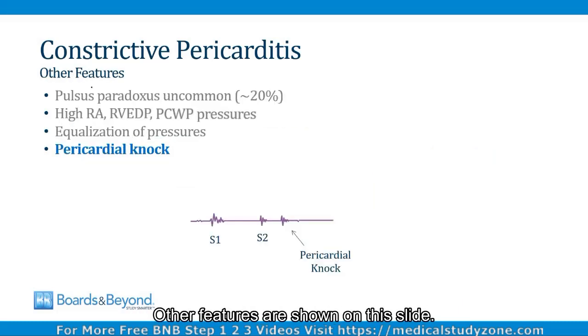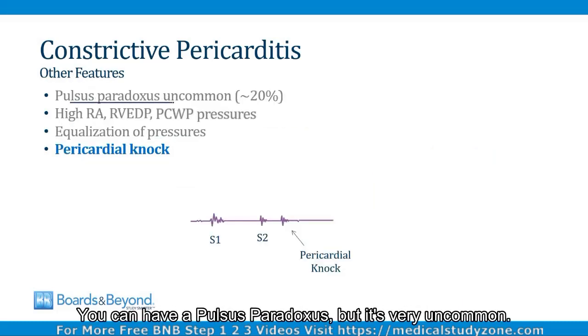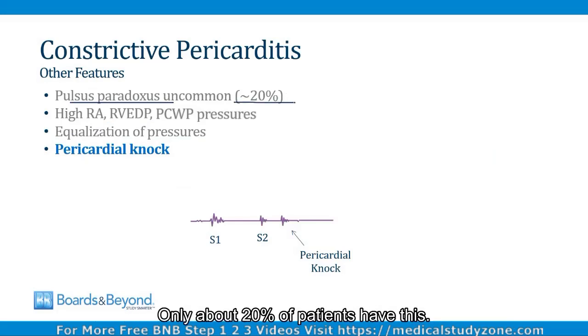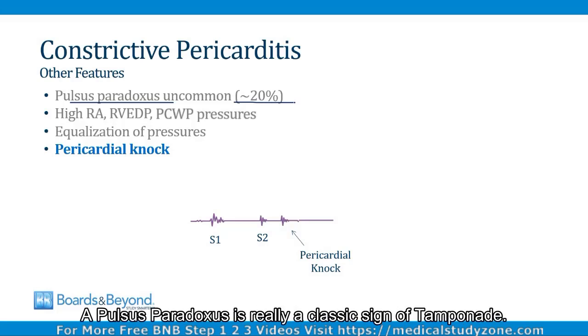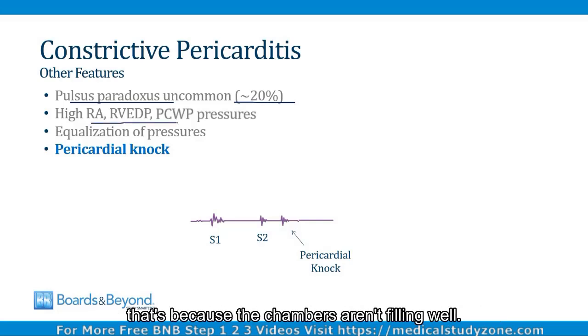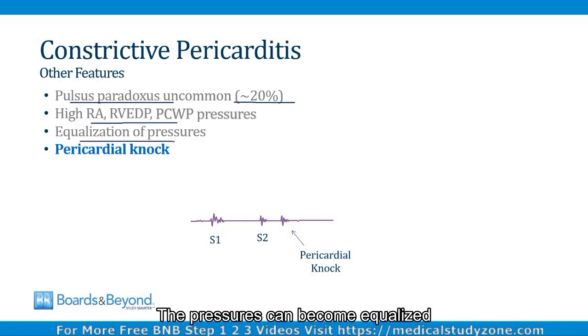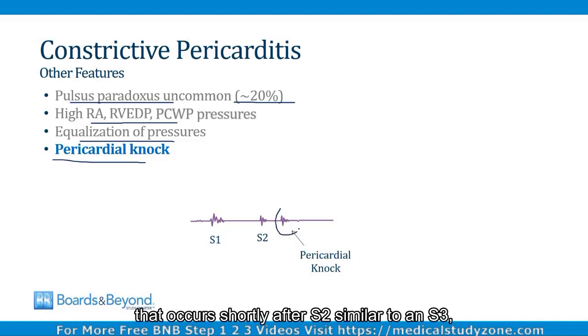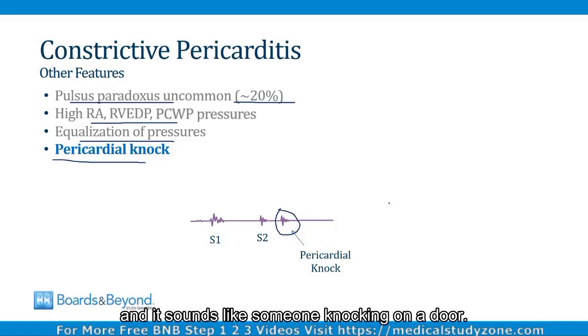Other features are shown on this slide. You can have a pulsus paradoxus, but it's very uncommon. Only about 20% of patients have this. A pulsus paradoxus is really a classic sign of tamponade. The pressures in all the cardiac chambers can get high. That's because the chambers aren't filling well. The pressures can become equalized, like we talked about earlier. And then finally, in a minority of patients, there is a heart sound called a pericardial knock. This is a diastolic sound that occurs shortly after S2, similar to an S3, and it sounds like someone knocking on a door.